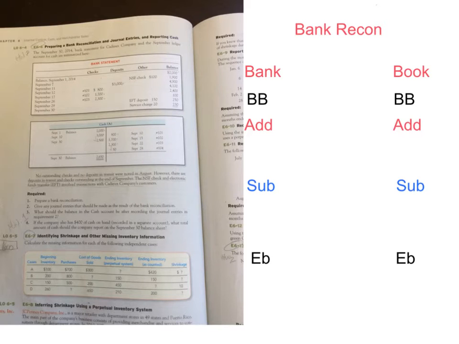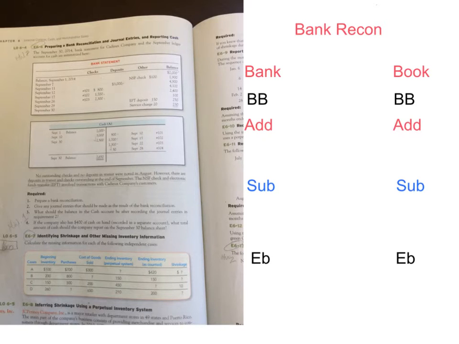And I brought a picture in of the problem so you can see on the left hand side that we actually have E6-6, the material that was given, and then on the right hand side I've started to create the format for your bank reconciliation. So let's kind of go over the problem. The part that we're going to discuss is the part 1 required, prepare the bank reconciliation.